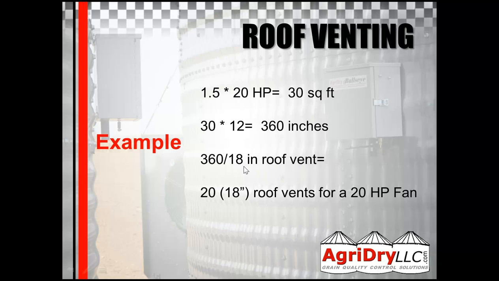Let's say you had 18-inch square roof vents, so you divide that by 18, you would need 20 18-inch roof vents for a 20-horsepower fan, ideally, to have 1.5 square feet of roof vent per horsepower. Since you're putting roof vents at different heights from the peak to the outside, those roof vents may not all be 18 inches square. The ones by the peak might be long, narrow ones. But overall, calculating the total number of square inches of all your roof vents, you want to fall into that 1.5 square feet of roof vents for what you need.